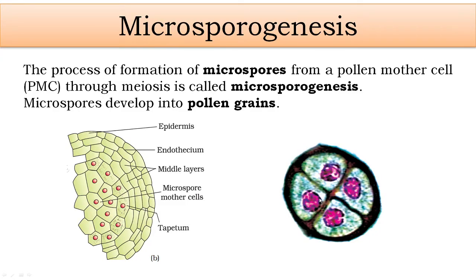Now there is one process during the pre-fertilization event which occurs in the androecium. It is like gametogenesis, a male gamete formation. So it is called microsporogenesis. The definition of microsporogenesis is the process of formation of microspores from the pollen mother cell through meiosis.